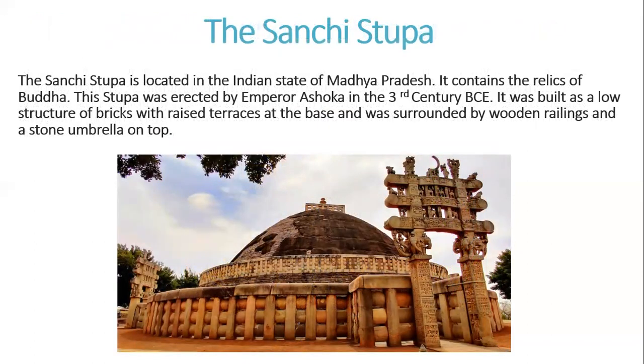Here we have another place, a stupa known as the Sanchi Stupa. The Sanchi Stupa is located in the Indian state of Madhya Pradesh. It consists of the relics of Buddha, a very famous one in Madhya Pradesh. The stupa was erected by Emperor Ashoka in the 3rd century BCE. It was built as a low structure of bricks, with raised terraces at the base, surrounded by wooden railings and a stone umbrella at the top. A dome shaped one you see here.